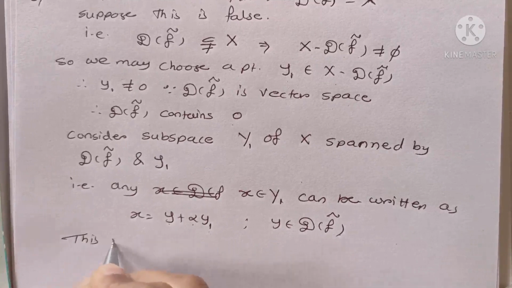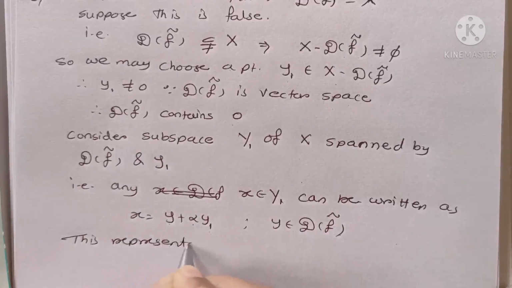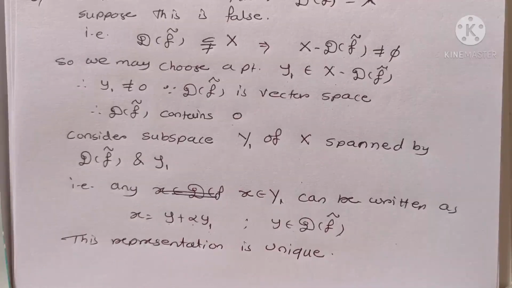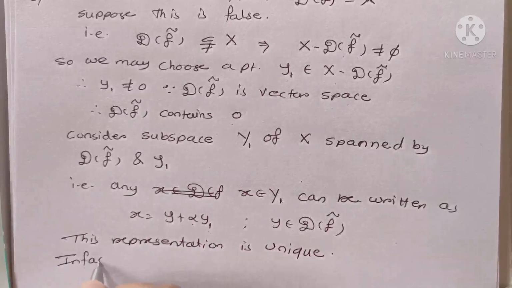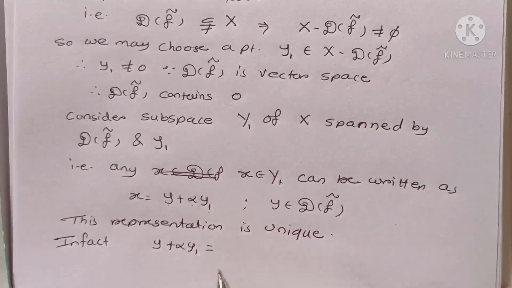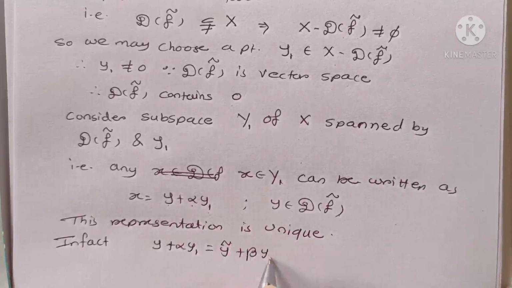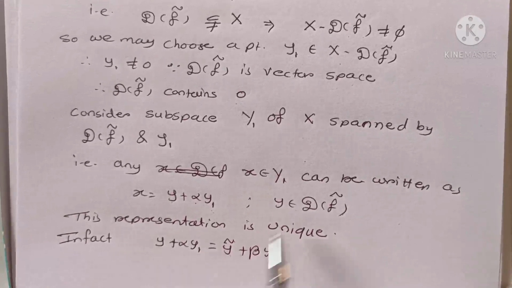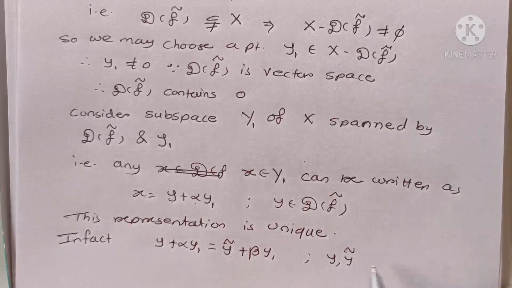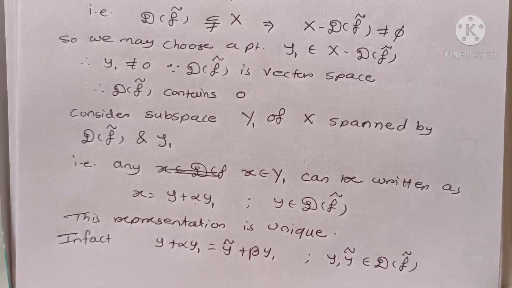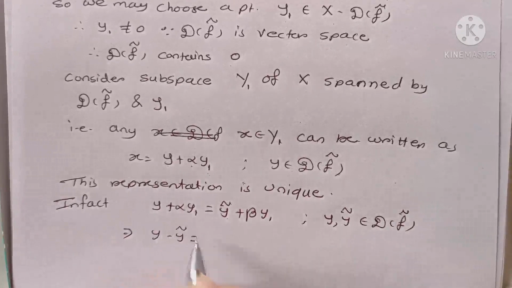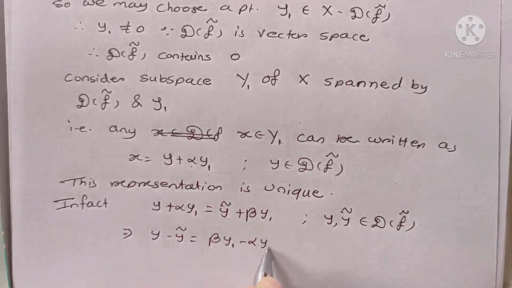This representation is unique. In fact, I am taking two representations, that is y plus alpha y1 equals y tilde plus beta y1, where y and y tilde both are elements of the domain of f tilde, and alpha and beta are any scalars. Then this implies that y minus y tilde equals beta y1 minus alpha y1.